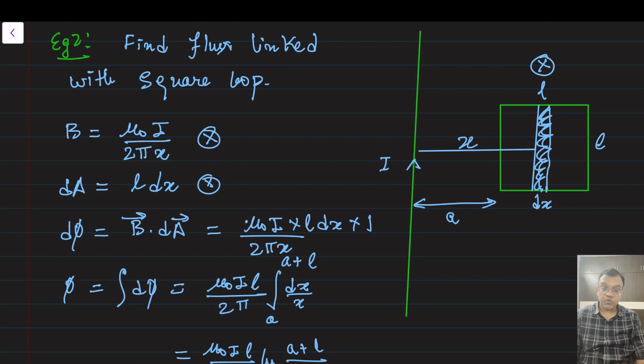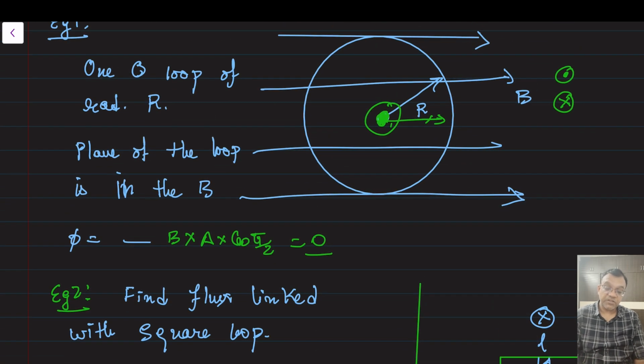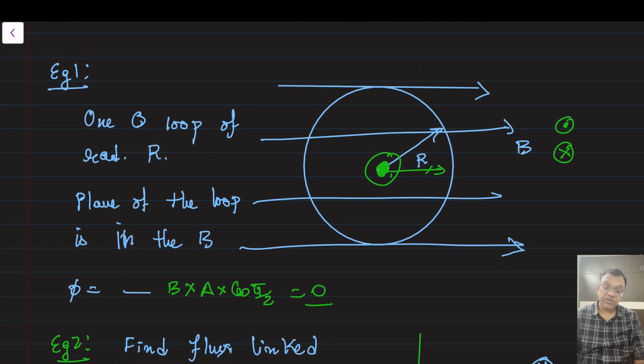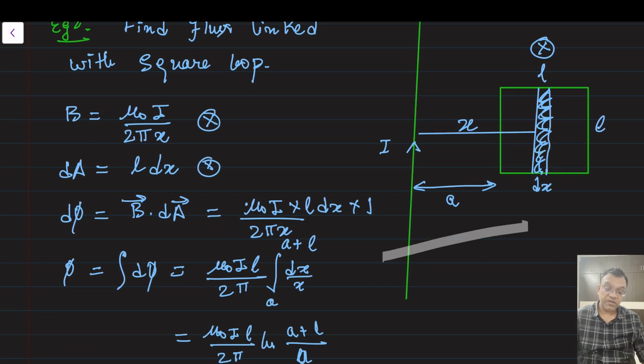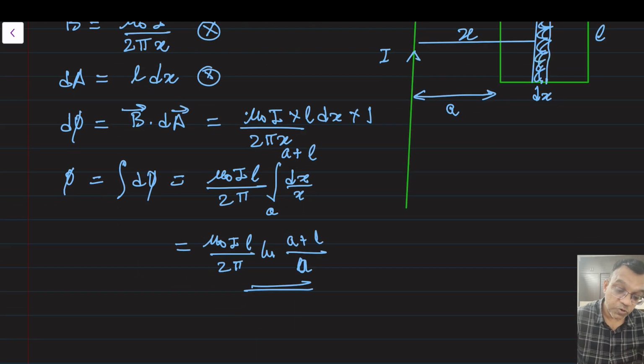Now in the first example the flux was 0, as it is placed in a uniform magnetic field. This is the example of a non-uniform magnetic field. Take another one. One more question you take.